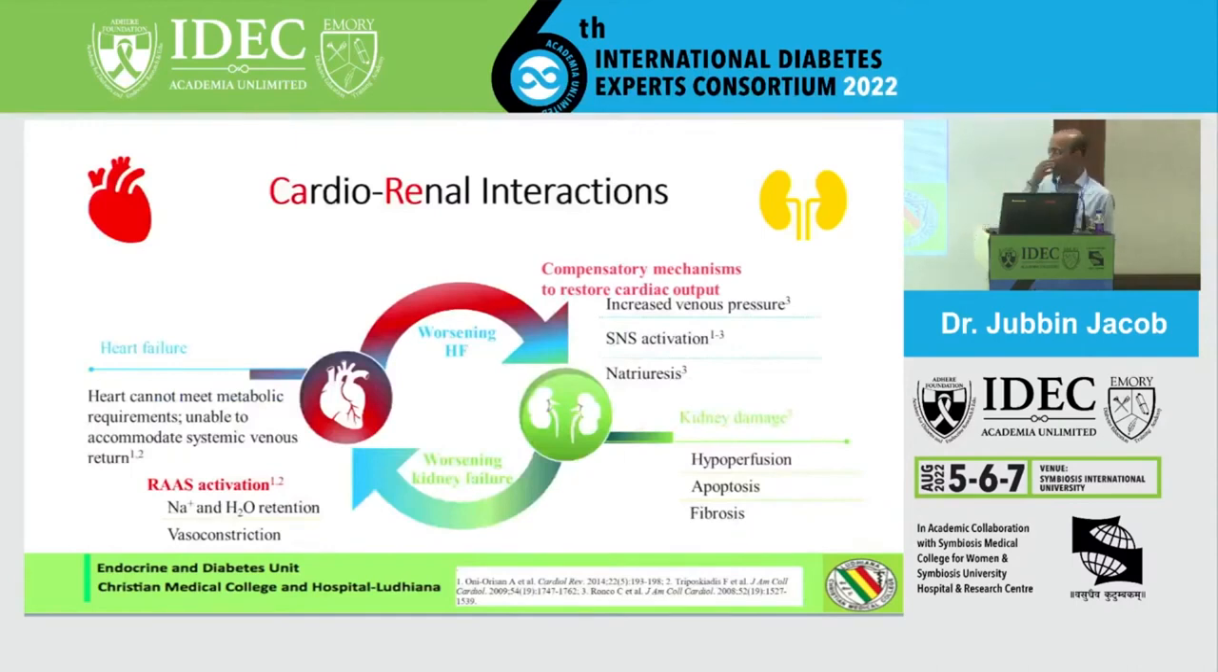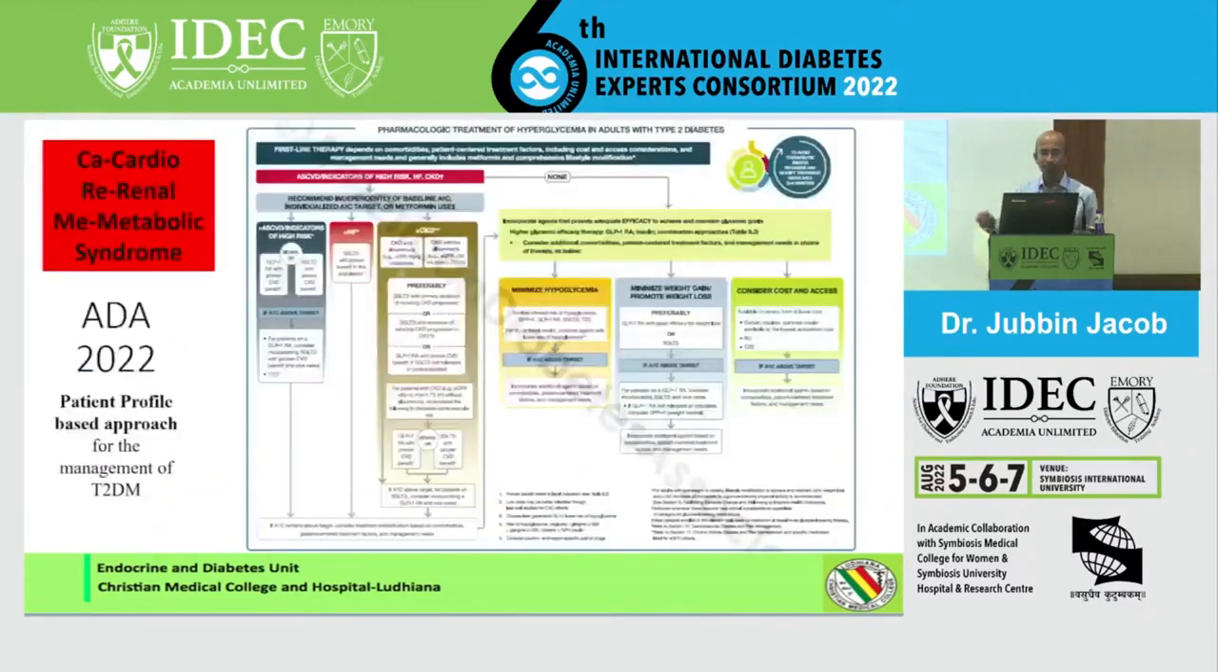And now we know the interactions between kidney and heart. When you have heart failure, the body tries to protect the heart by measures which are going to damage the kidney. When you have kidney failure, the body tries to protect itself from kidney failure, and as a byproduct of that, it might damage the heart. So it is a bad loop.